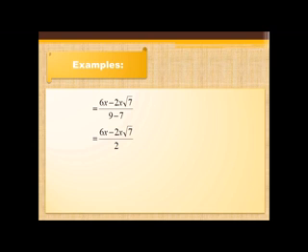This is not yet in simplest form, so let's factor out 2, which will become 2 times the quantity of 3x minus x square root of 7 all over 2. 2 over 2 is equal to 1. So this will become 3x minus x square root of 7. And this would be our final answer.